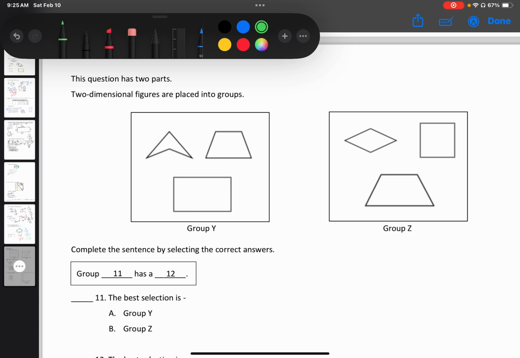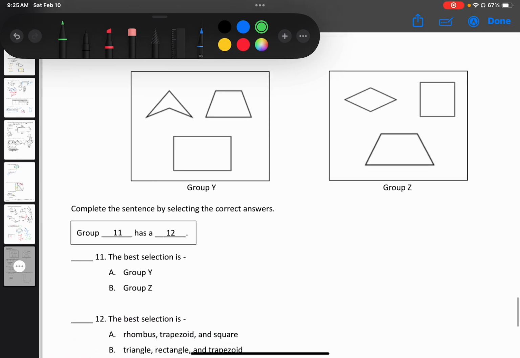This question has 2 parts. Two-dimensional figures are placed into groups, Group Y and Group Z. Complete the sentence by selecting the correct answers. This question type is a struggle because we've never seen anything like that before 3rd grade usually.